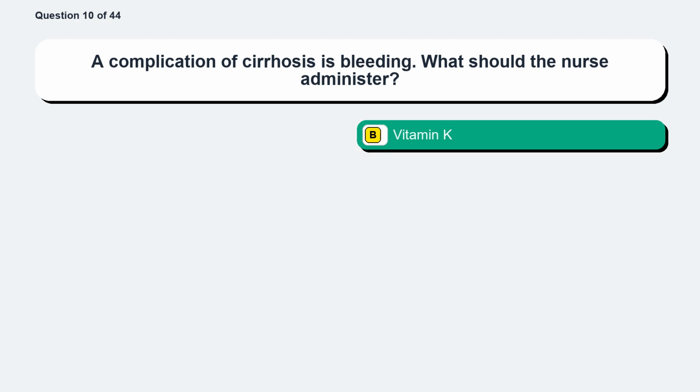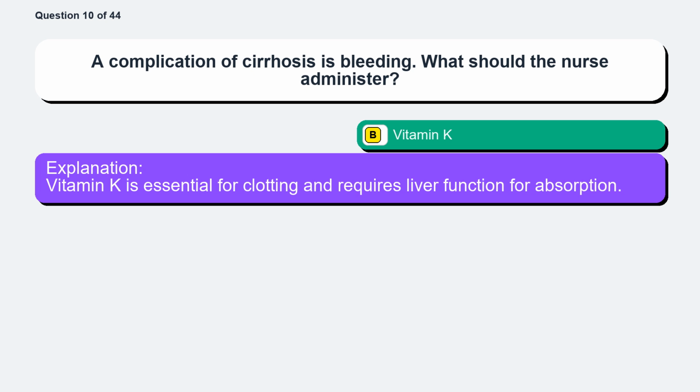The correct answer is option B, vitamin K. Vitamin K is essential for clotting and requires liver function for absorption.